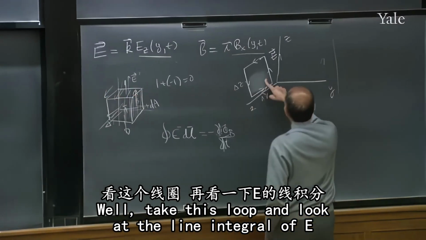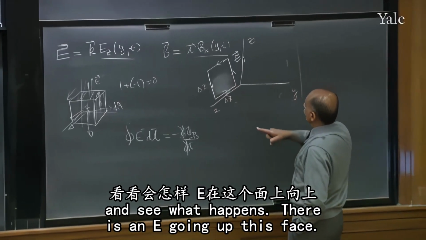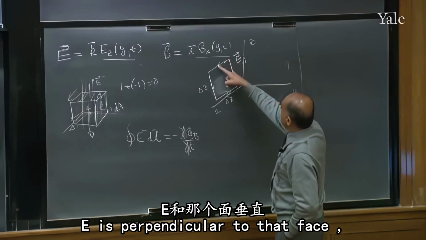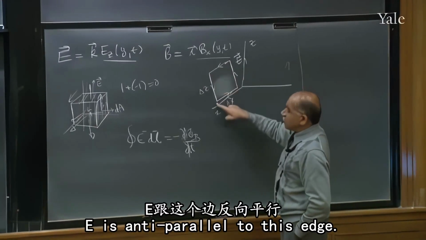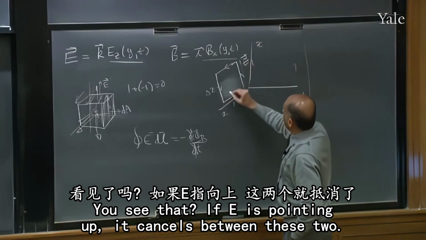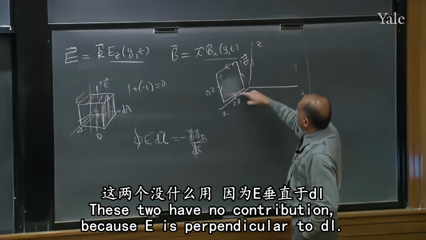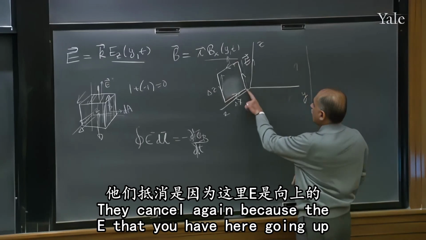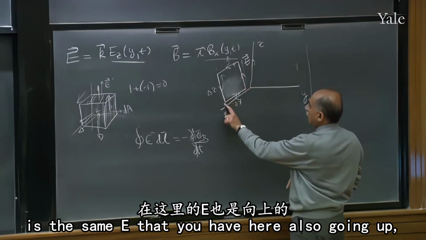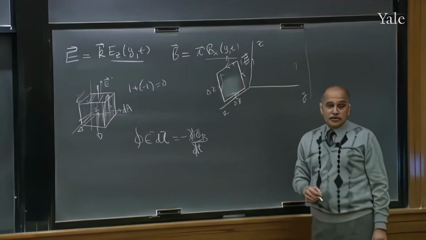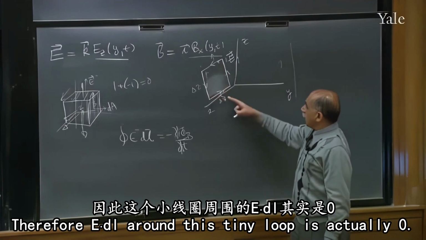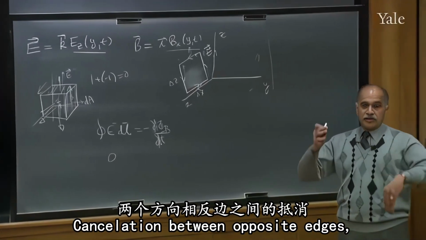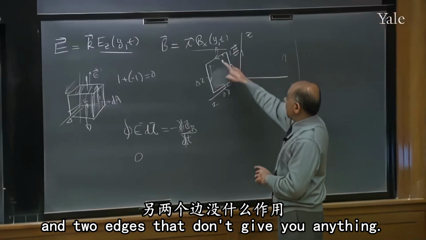Well, take this loop and look at the line integral of E and see what happens. There is an E going up this face. E is perpendicular to that face, and E is perpendicular to that edge. E is anti-parallel to this edge. You see that? If E is pointing up, it cancels between these two. These two have no contribution because E is perpendicular to dl. But these two cancel. They cancel again because the E that you have here going up is the same E that you have here also going up, but the dl is going in opposite directions. Therefore, E dot dl around this tiny loop is actually 0. You understand why it is 0? Cancellation between opposite edges, and two edges that don't give you anything.